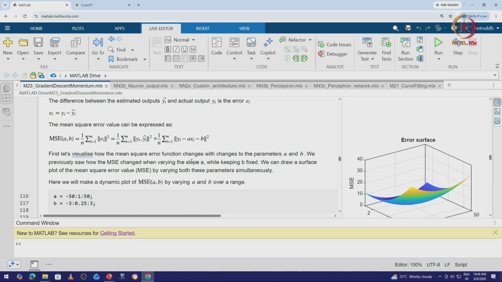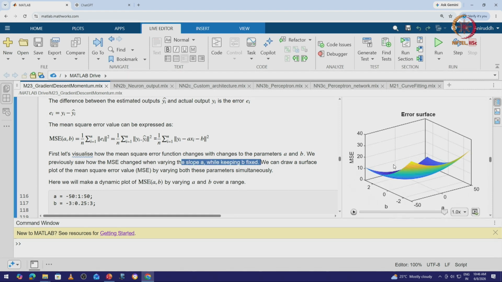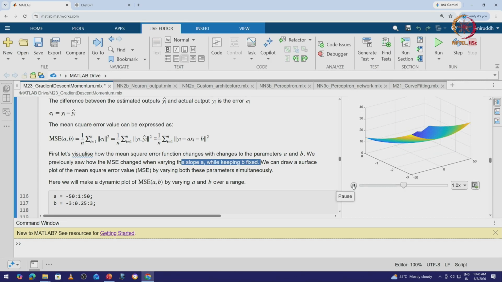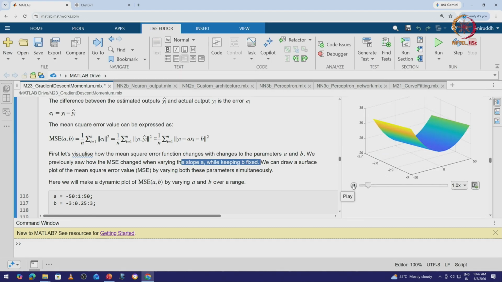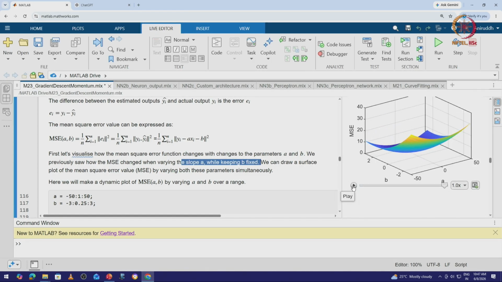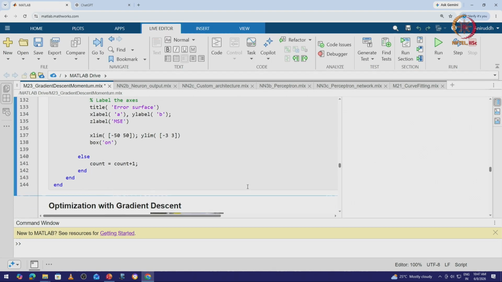Now if we keep varying A and B, right, simultaneously, and if we plot the error, the surface looks like this, and we saw a similar thing in the previous MLX also. Essentially this is from a different view where we try to plot the error, which is a dynamic plot because it keeps changing on the value of A and B. Once we plot this, then we essentially want to do our gradient optimization.